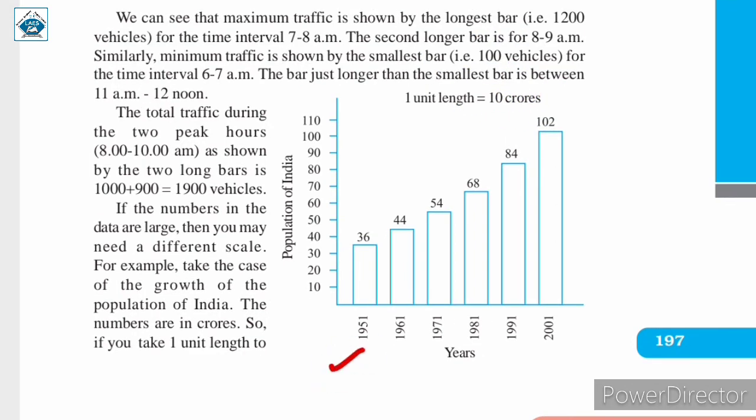So for the year 1951, the population is 36 crores. Since 1 unit length is equal to 10 crores, for the year 1961, the population is 44 crores. So इसी तरह से अगर हमें 3 units लेना है, so the population will be 30 crores. So here, lastly for the year 2001, we have 102. So this represents 102 crores. So in this way, we can interpret a bar graph.